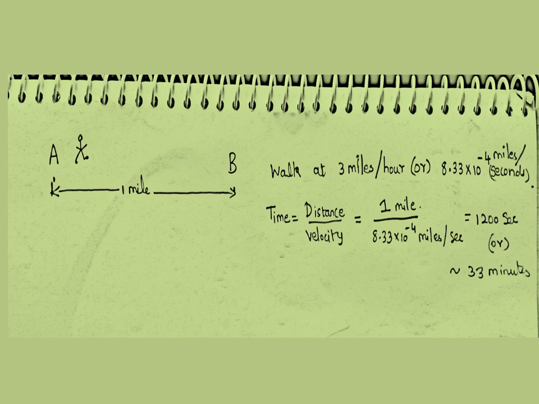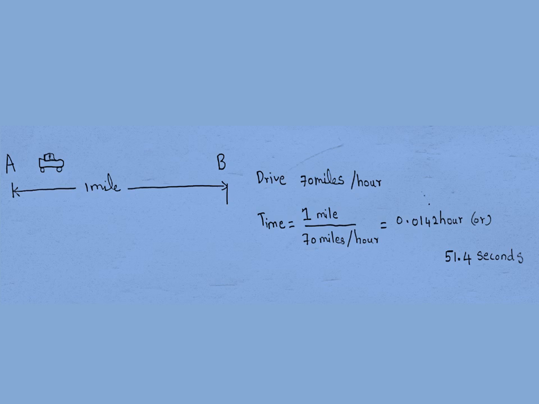In the next case, you are traveling by car. The speed of the car you are traveling in is 70 miles per hour. The time is found to be 0.0142 hour or 51.4 seconds. That is, in the previous case, by walking we need 33 minutes to reach the library. By traveling by car at 70 miles per hour, we reach the library in less than a minute, 51.4 seconds. Okay, that's fast. Let us see the next case.